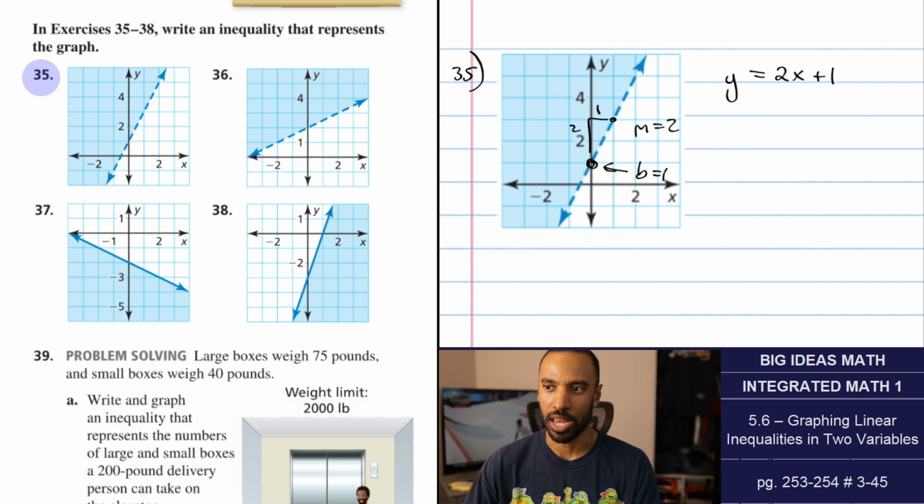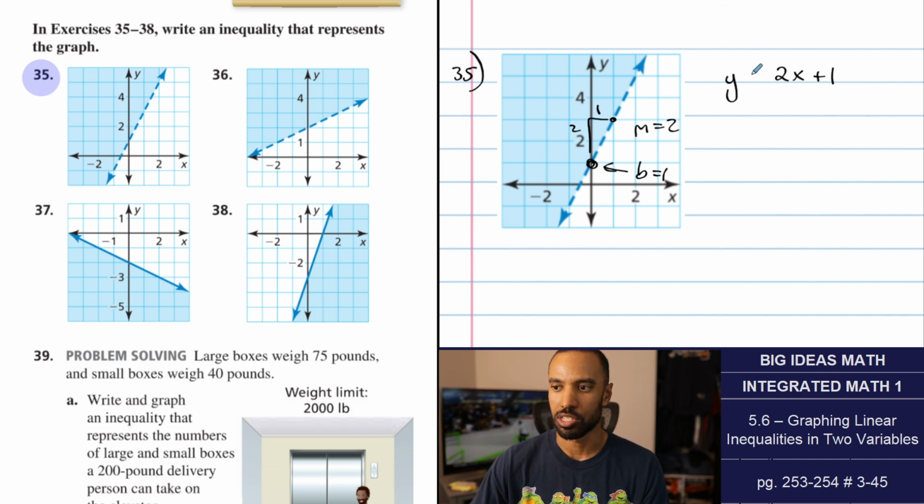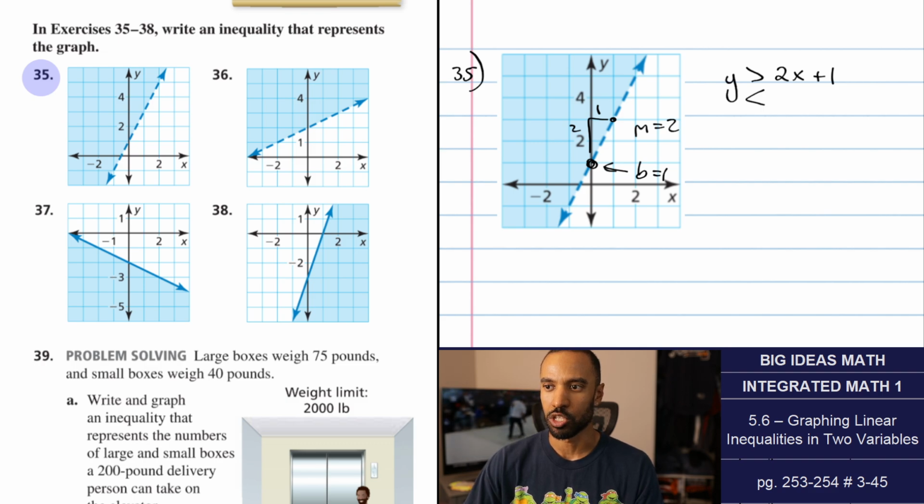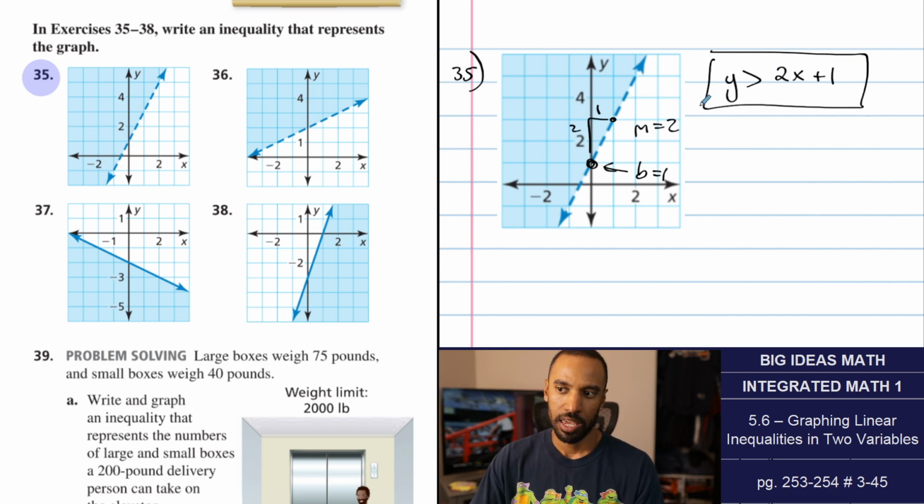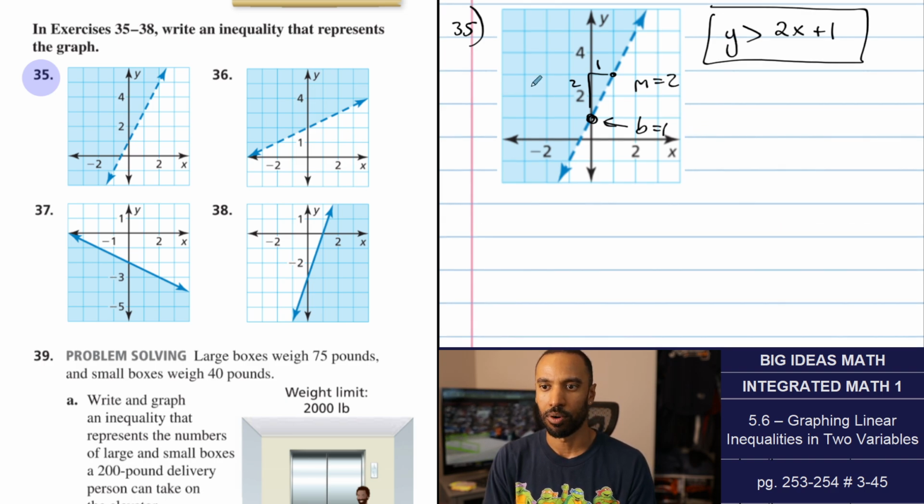We have to talk about solid versus dashed. Dashed means it's either going to be this or that. Which one? The shading is above. Because we're in slope-intercept form, shading above means greater than. You can double check this by testing 0, 0. Is 0 greater than 1? No, so nothing on the side of 0, 0 will work. Therefore, that is our inequality.